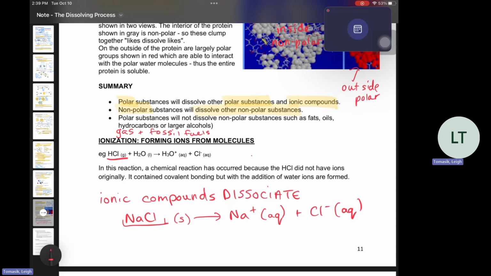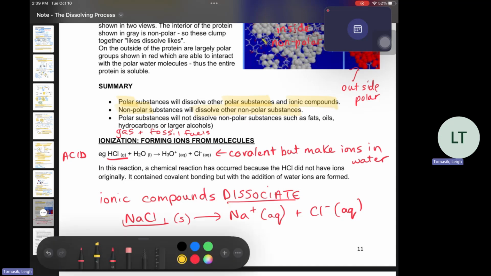This is an acid. So acids are covalent, but they make ions in water. And that's what gives acids their properties. Okay, but we don't call it dissociation when an acid makes ions. We call it ionization.